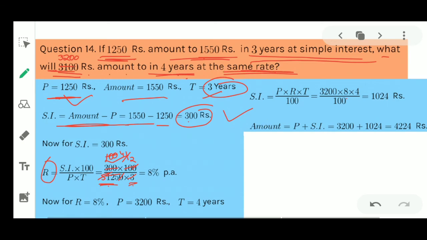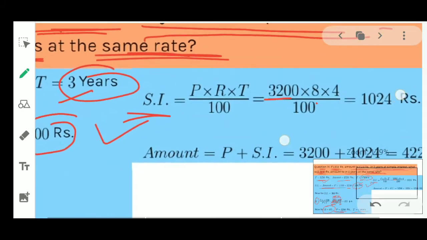So now R equal to 8% and P equal to principal equal to 3200. Okay, and time equal to T, 4 years. And here you have to find out the amount. So SI equal to P into R into T by 100. Now put the value. P equal to 3200 into R is 8 into time is 4 by 100.